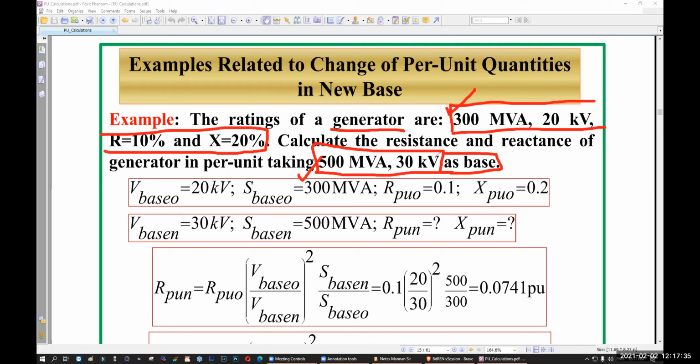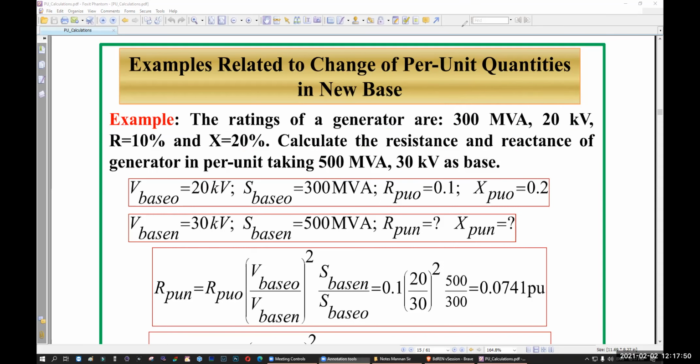Let's say in your system you have two generators. One generator is this one that you are going to take as your base. But what will happen to the other generator values? So let's do that, right? Okay, everyone?